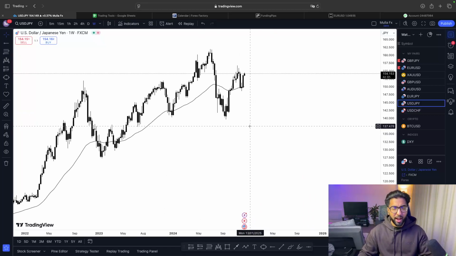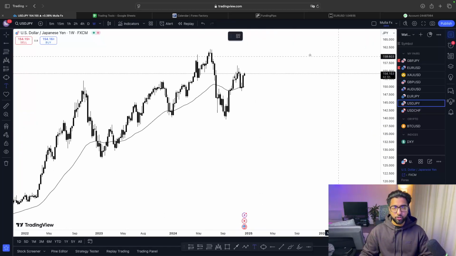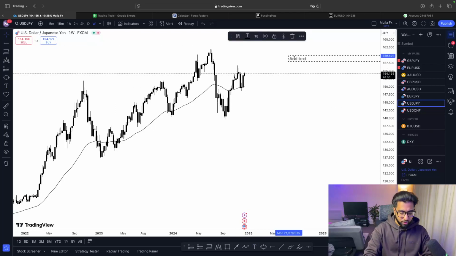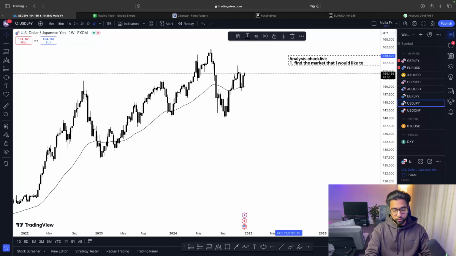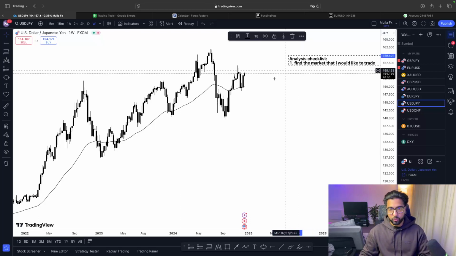So I have a to-do list that I like to do. So usually when I have a pair, the first thing I'll do is, let's actually put this, analysis checklist. Let's call it analysis checklist, guys. So the first thing I like to do is find the market I would like to trade. So that's what we've done, and I just don't know how to type today. That's what we've done, right?